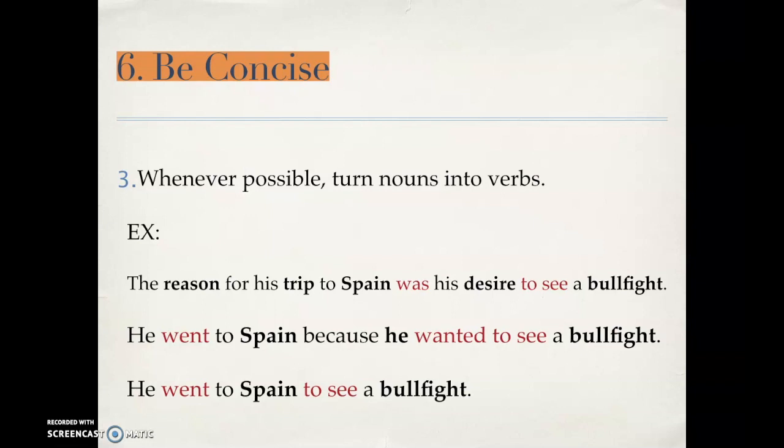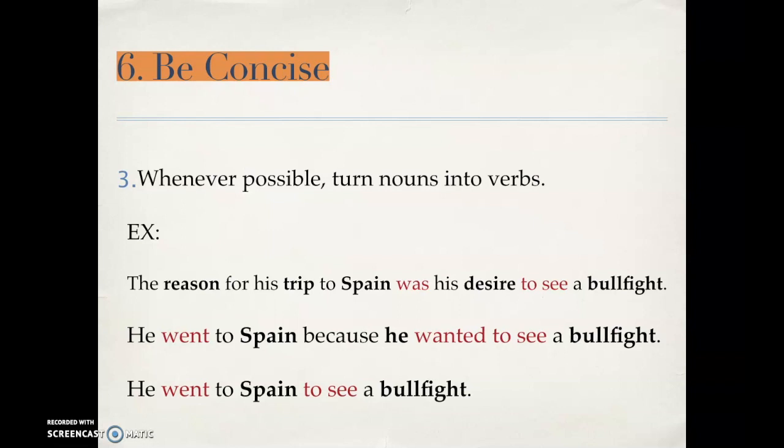So now the next one down, instead of "the reason for his trip to Spain was," you could just say "he went to Spain because." Okay, again, instead of his desire to see a bullfight, you could just say he wanted to see a bullfight. Notice that desire is a noun, but we're changing that to wanted, which is a verb.